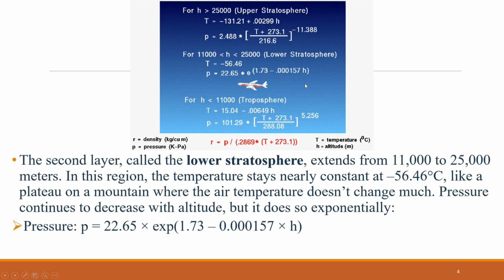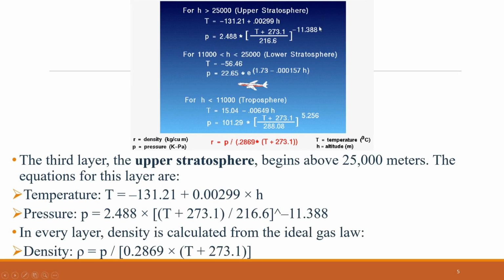The third layer, the upper stratosphere, begins above 25,000 meters. Here, the temperature actually starts to rise with altitude, because this layer absorbs ultraviolet light from the sun, similar to how sunlight warms the top of a swimming pool. The temperature at a given height can be calculated as negative 131.21 degrees Celsius plus 0.00299 times the height in meters.